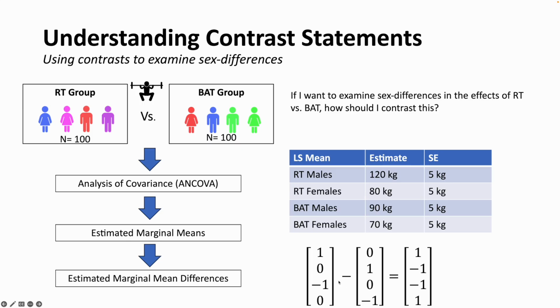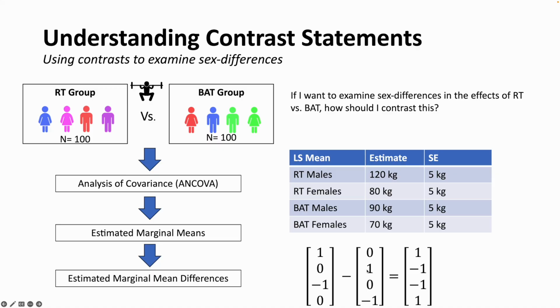Then I'm going to subtract the effect for males, so 120 minus 90, from the effect for females. So this is going to be 0 for bad males, and then -1 for bad females. So again, it's 80 minus 70. And so from here, this will get us our result, where we're looking at 120 minus 90 versus 80 minus 70. And so again, this vector is putting it all together into a single vector.